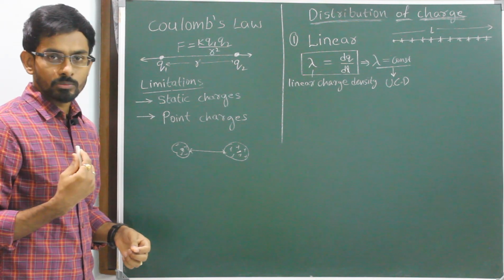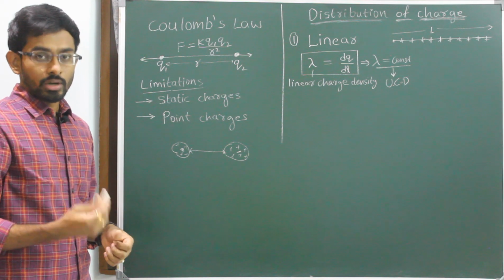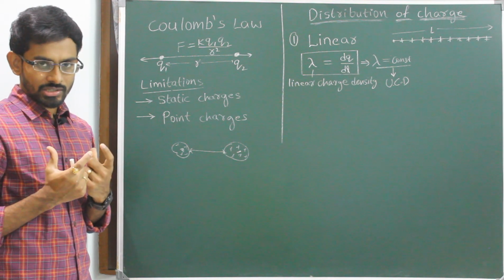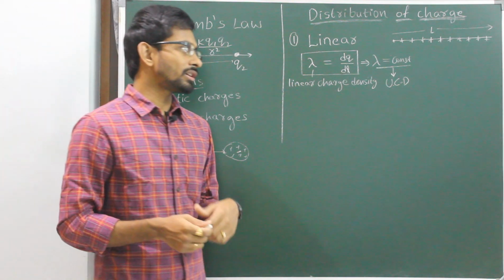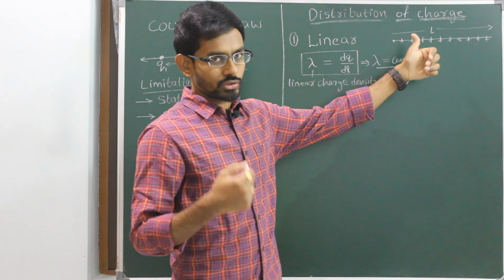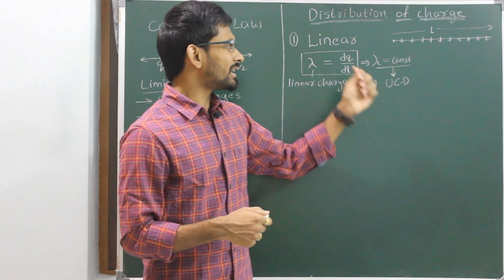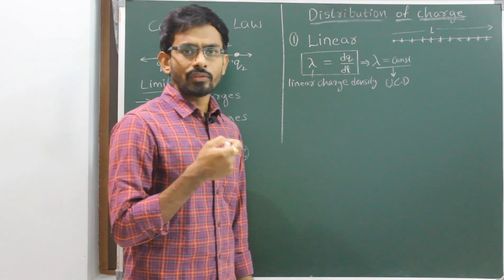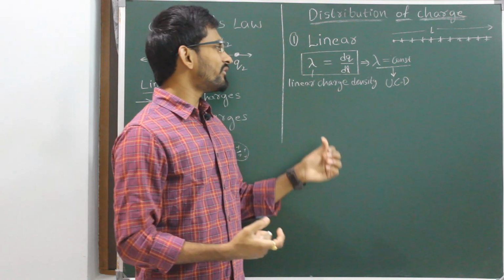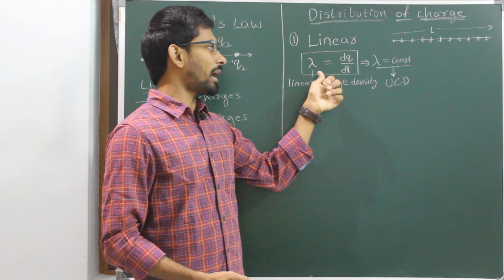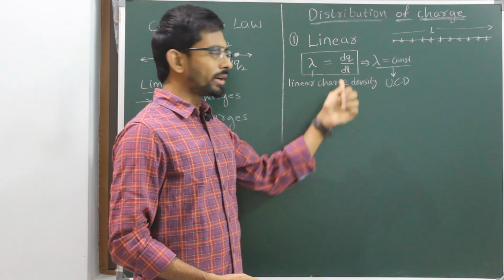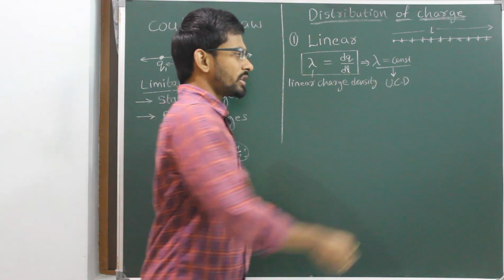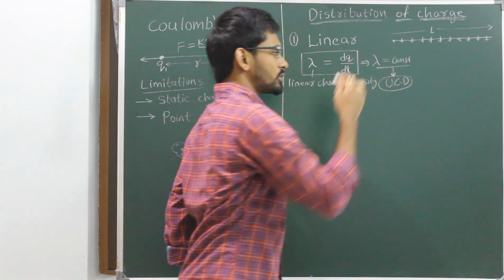So then how to apply Coulomb's law for distributed charges? Let us discuss how to find electrostatic force between distributed charges. For that, first let us discuss distribution of charges in different situations. Now first, let us say charge is distributed over a line. So we call it linear charge distribution. In case of linear charge distribution, we define a term called linear charge density lambda, that is charge per unit length. Now when charge per unit length is constant, we call it a uniform charge distribution.